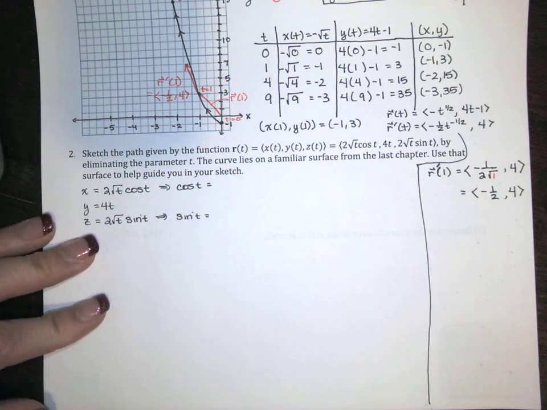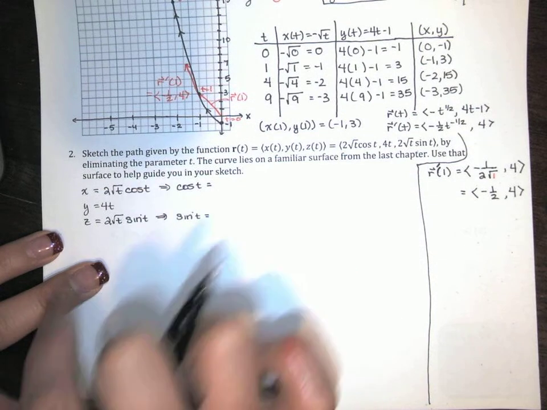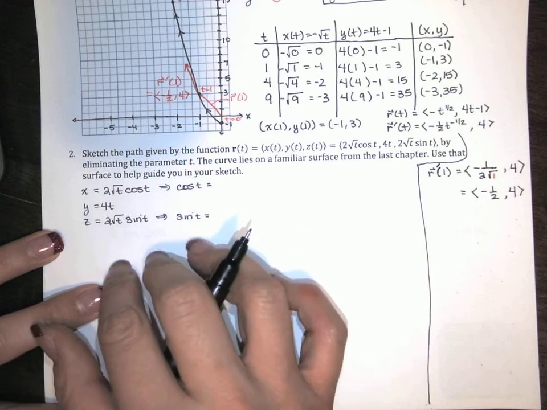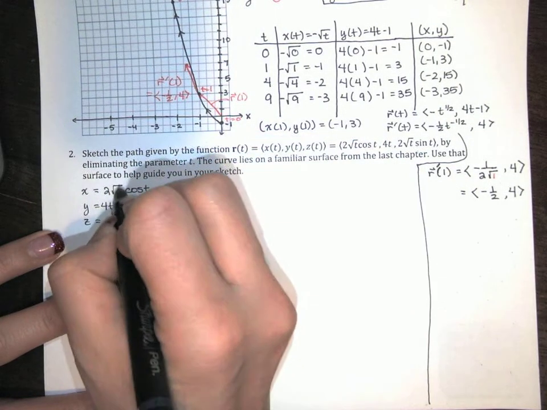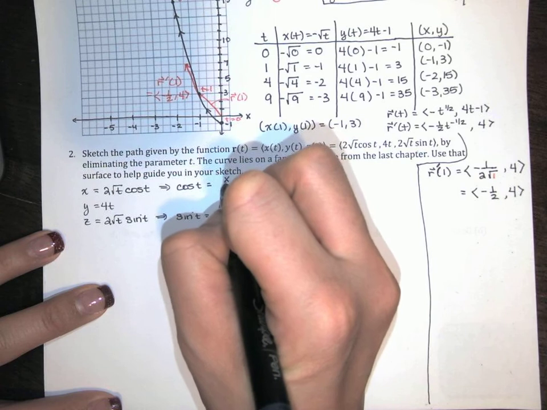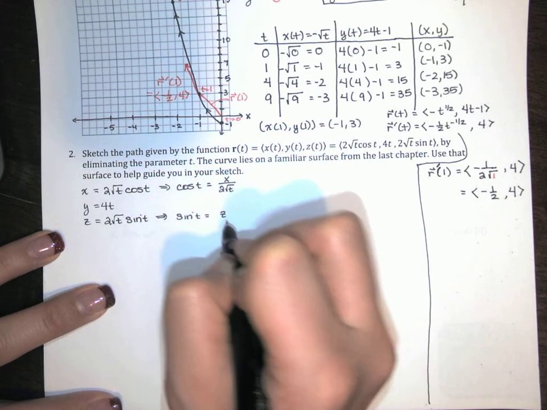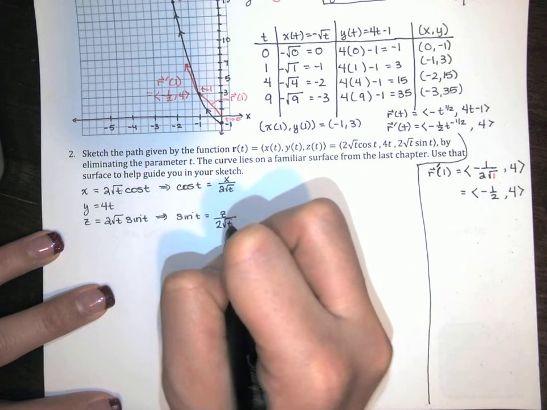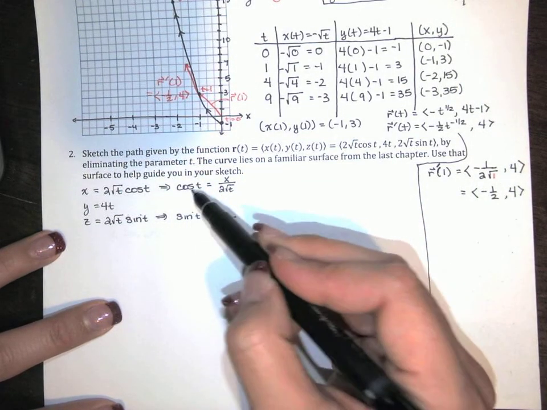And you might say, Miss Townsend, why are you doing that? The reason we're doing that is that's what we always do whenever we see a sine and a cosine in our parametric equations. And the reason we always do that is because we can use the fact that sine squared plus cosine squared is 1 to get rid of these trig functions. So we're going to get cosine by itself by dividing both sides by 2 times the square root of t. And get sine by itself. So z divided by 2 times the square root of t equals sine of t. And now I have equations for sine and cosine.